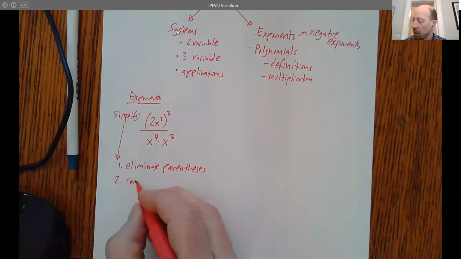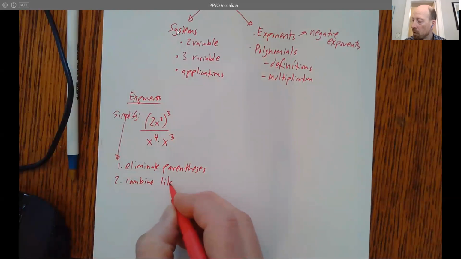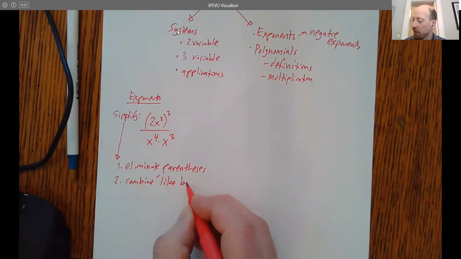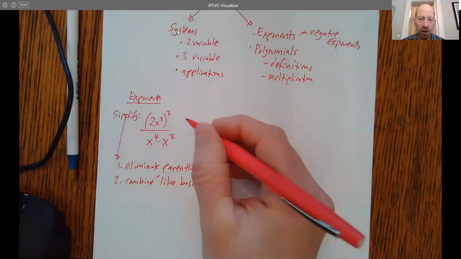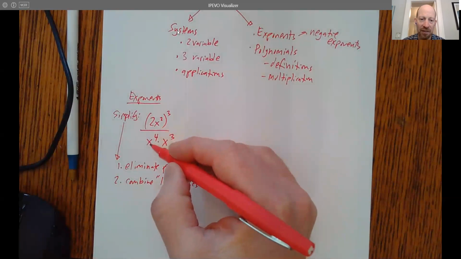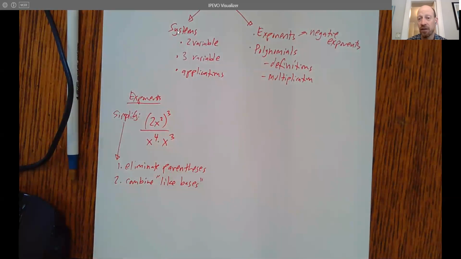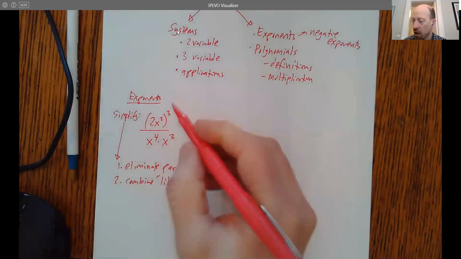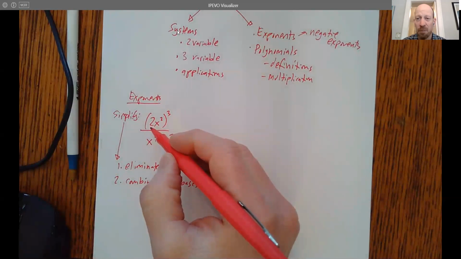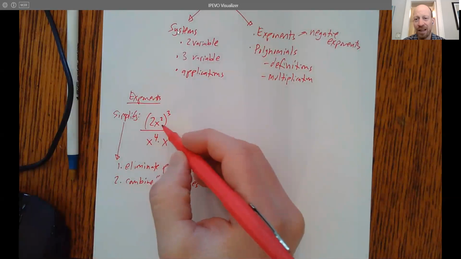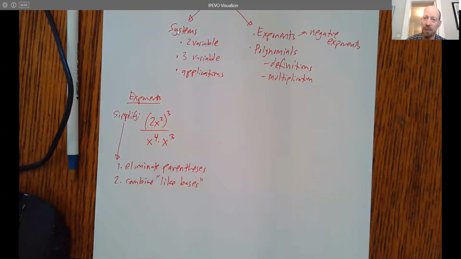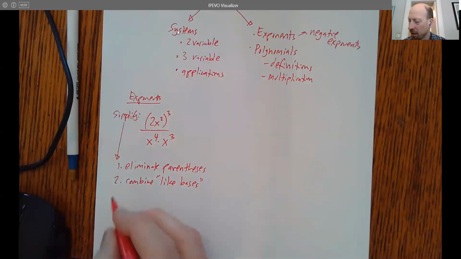Then number two, I want to combine what I call the like bases. So when I look at this problem, I see the base of x appears a couple times. I want to combine those all into a single x. That's going to make the problem easier for me. I also see that there's a base of 2, but that base can't combine with x. Those are not like bases, so that's going to be a whole separate thing. So when I look at a problem like that, I know my final answer is going to be like a 2 to some power and an x to some power. That's what I'm looking for when I combine the like bases.